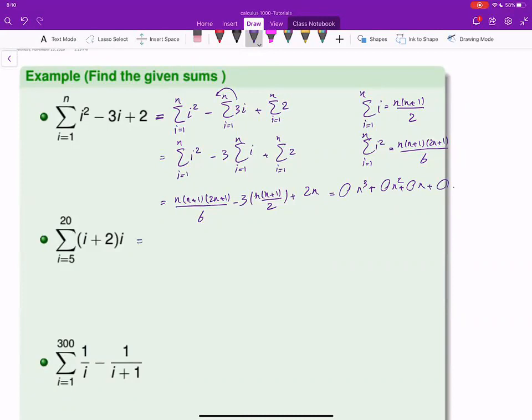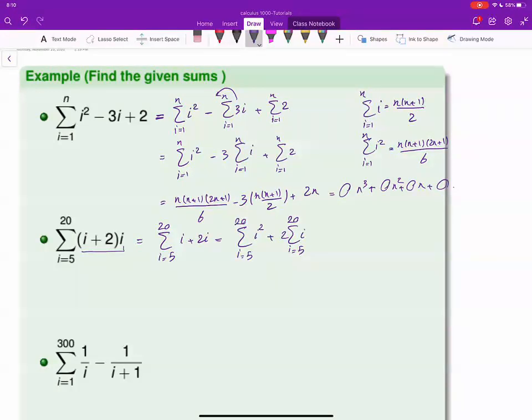Okay, here there are two things different. First, I have to turn this into sums of i's or i squares and so on. Well, that's easy. I will write i goes from 5 to 20 of i squared plus 2i, and then use the property and separate them. But i is going from 5 to 20.